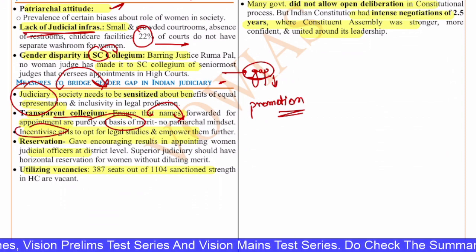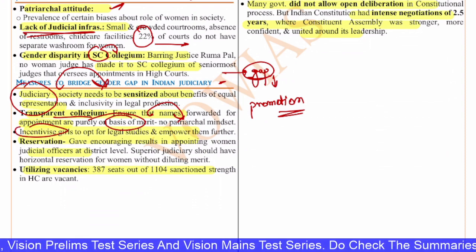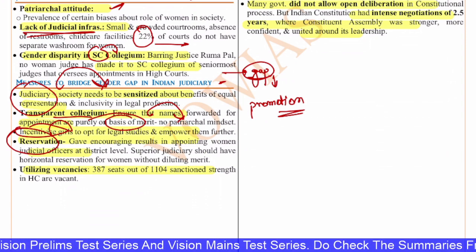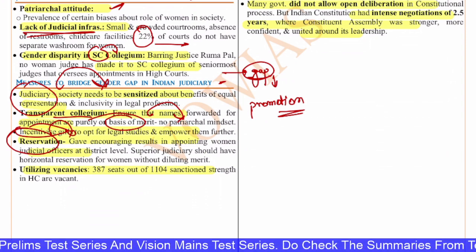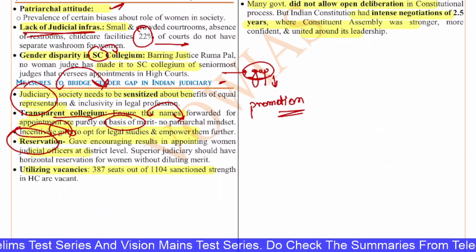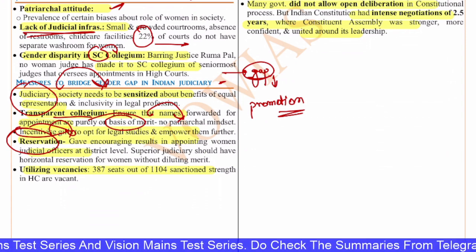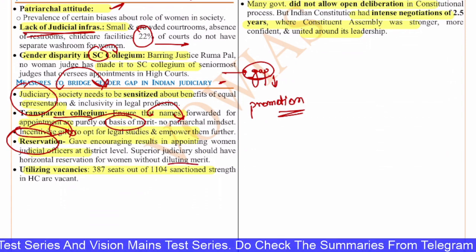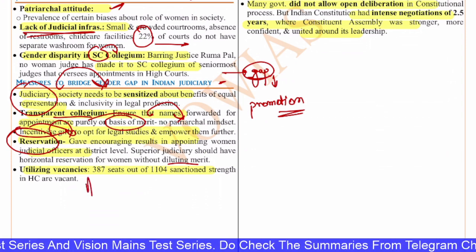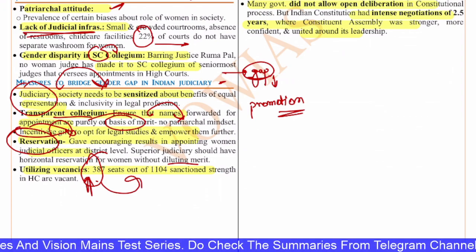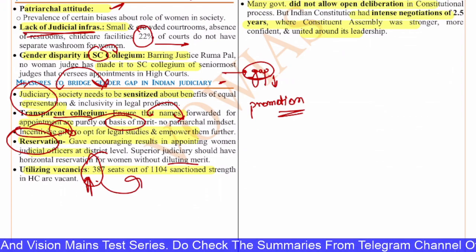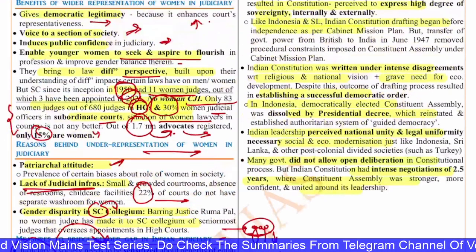Incentivizing girls to opt for legal studies and empowering them, giving them reservation, and this gave encouraging results in the appointments of women at the district level. The superior judiciary should have horizontal reservation for women without any dilution of merit. Utilizing the vacancies: 387 seats out of 1104 sanctioned strength in the High Court are vacant. So these are the things.